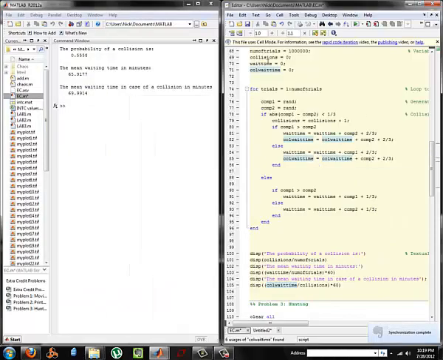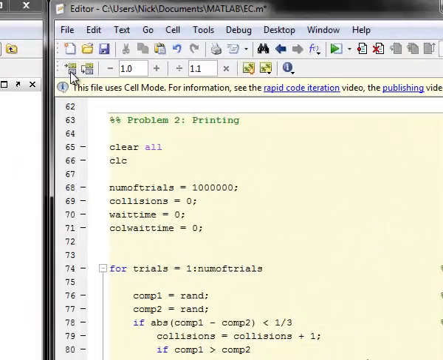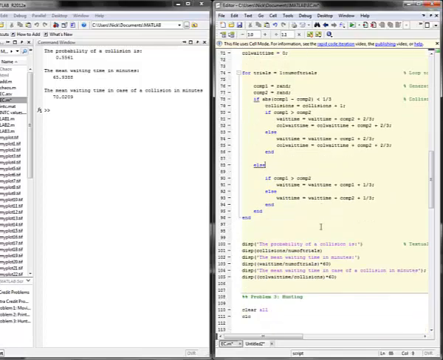And then we can run it, and you can do it a number of times. You can see they stay pretty consistent. The probability is about 0.55 repeating. The mean wait time is about 66 minutes. And the mean waiting time in case of a collision is about 70 minutes. So it's about 10 minutes more if there's a collision than the total 1 hour time period. And that's problem 2. Thank you.